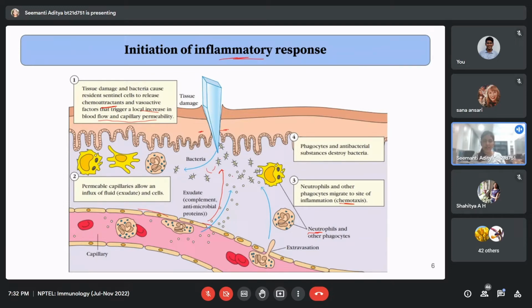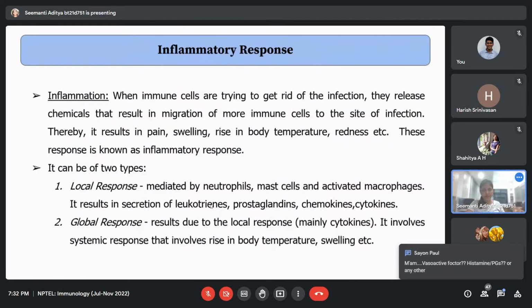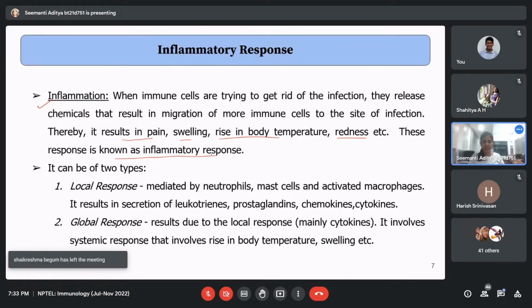So this will result in the initiation of an inflammatory response. The inflammatory response will lead to an increase of cytokines and chemokines secreted by those cells, and that will allow the infection to be easily cleared out. So what is inflammation? Whenever immune cells are trying to get rid of the infection, they will release chemicals that result in migration of more immune cells to the site of infection. Thereby it will result in pain, swelling, rise in body temperature, redness, etc. This response is known as inflammatory response.